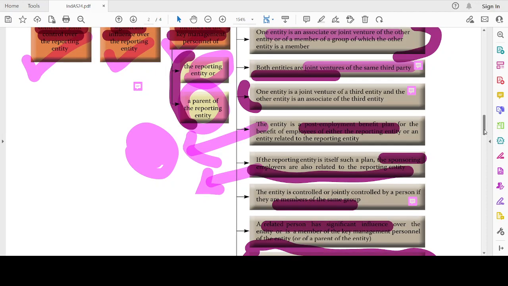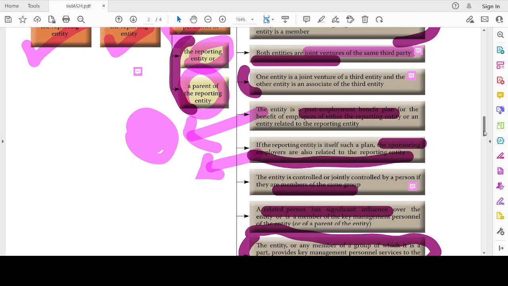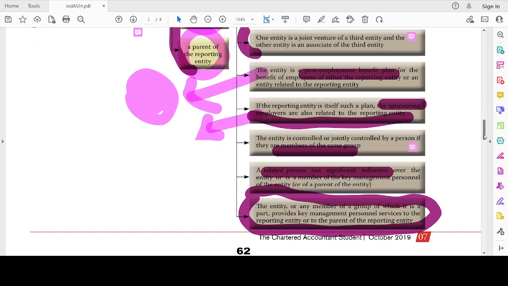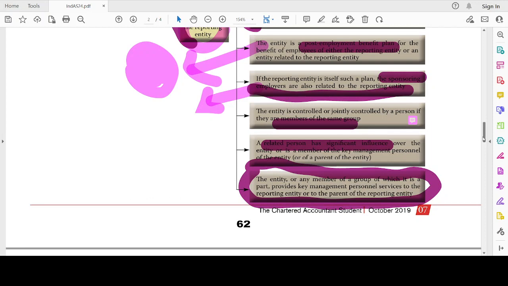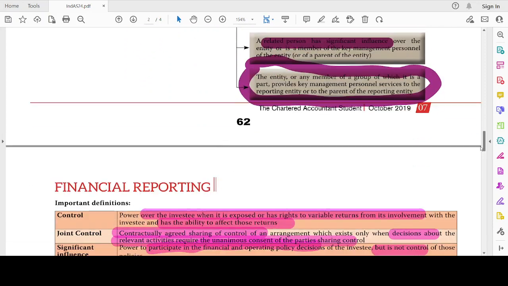The entity is a post-employment benefit plan for the benefit of the employees of either the reporting entity or an entity related to the reporting entity. If the reporting entity is itself such a plan, the sponsoring employers are also related to the reporting entity. The entity is controlled or jointly controlled by a person if they are members of the same group. A related person has a significant influence over the entity or is a member of the key management personnel of the entity. The entity, or any member of a group of which it is a part, provides key management personnel services to the reporting entity or to the parent of the reporting entity.